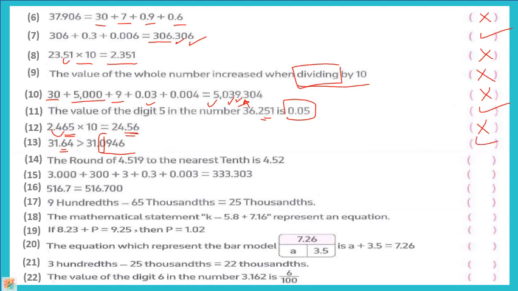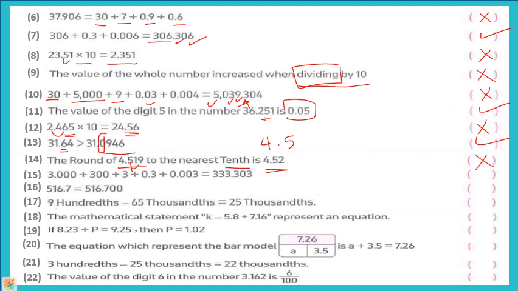Okay. The next one. Number 14. Round this number to the nearest tens. Where are the tens? The 5. 5 asks 1: give or not give? Not give. So the answer will be 4.5.